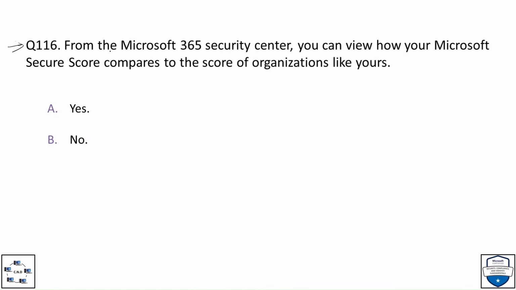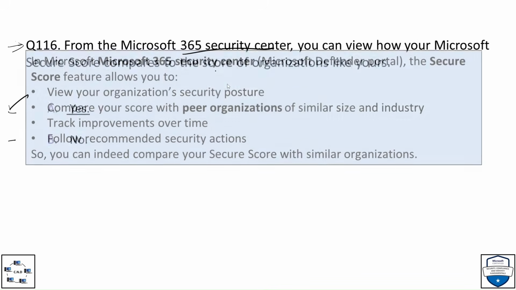Question number 116, from the Microsoft 365 Security Center, you can view how your Microsoft Secure score compares to the score of organizations like yours. And the options are option A, yes, and option B, no. And the correct option is option A, yes. So yes, from the Microsoft 365 Security Center, you can indeed view how your Microsoft Secure score compares to the scores of organizations like yours.